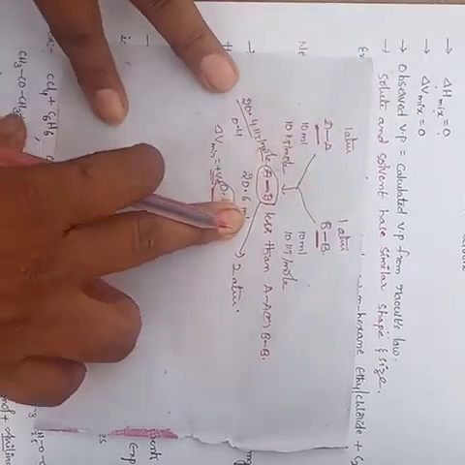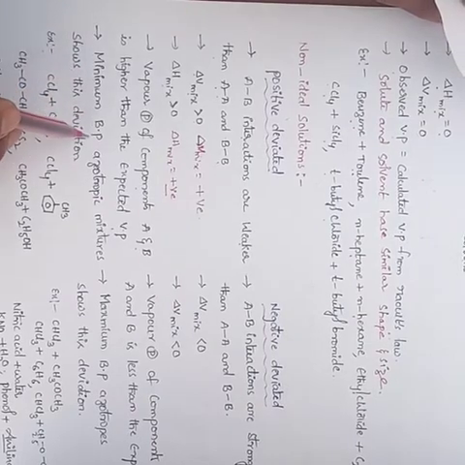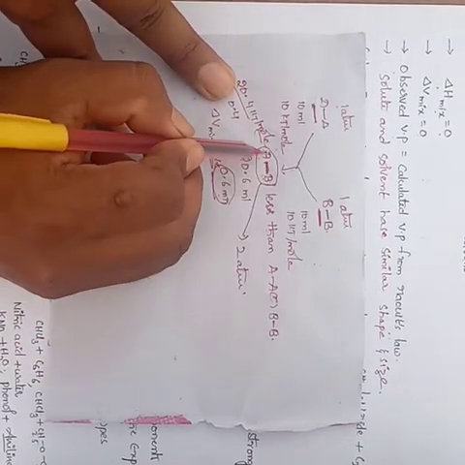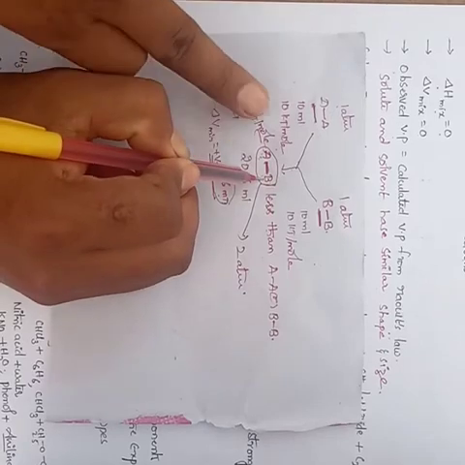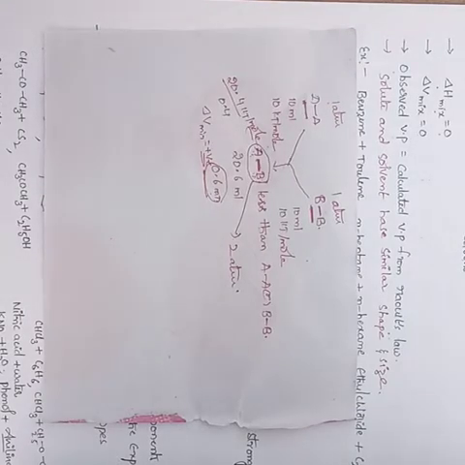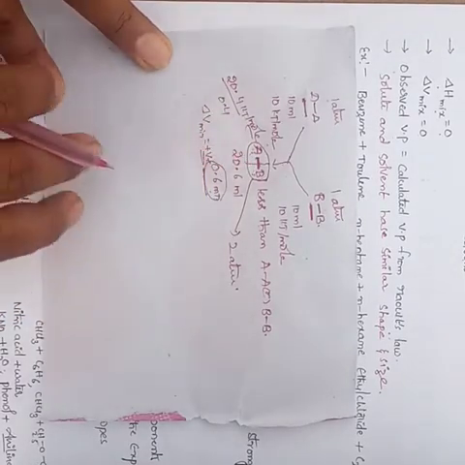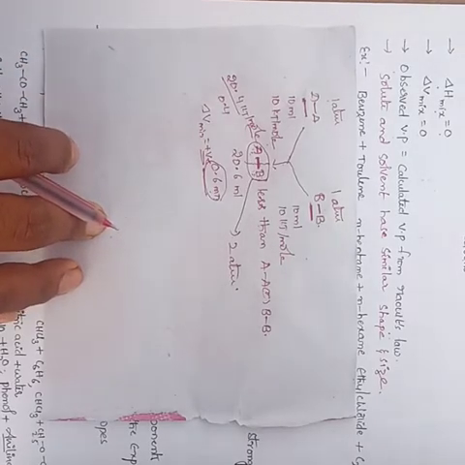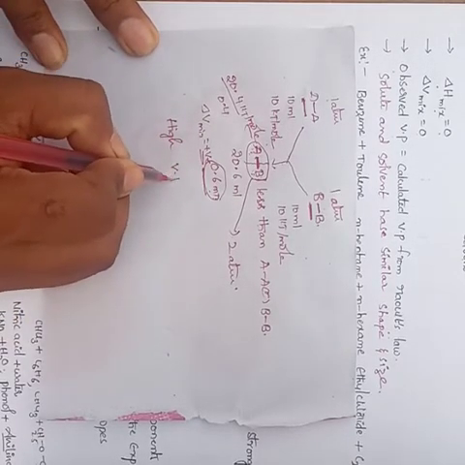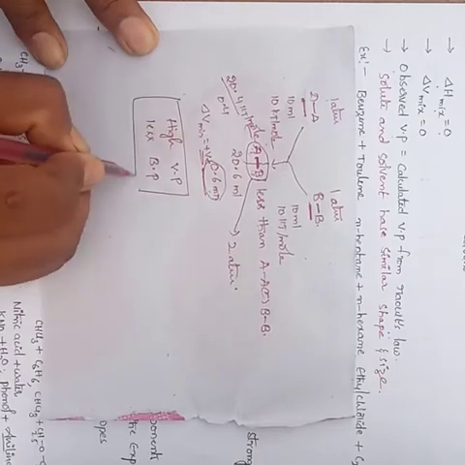Okay, next one: these positive deviated solutions have a minimum boiling point. Why? We know that A to B attractive forces are less. When the attractive forces are less, the strength between A to B is less than A to A and B to B, so these attractive forces easily break, so the boiling point is less but the vapor pressure is more, that you have to remember. So a highly positive deviated solution has high vapor pressure, and these have a lower boiling point. These two points are very important.